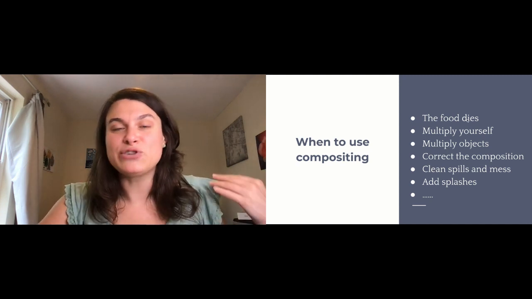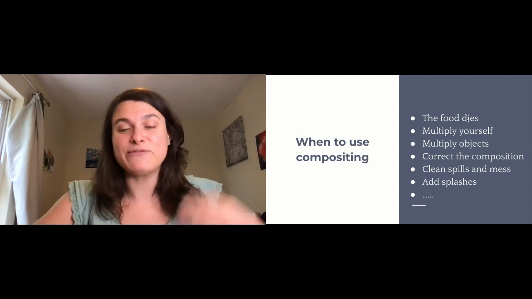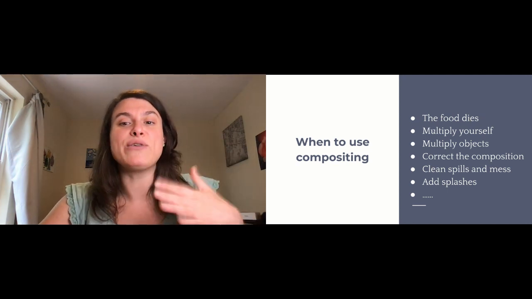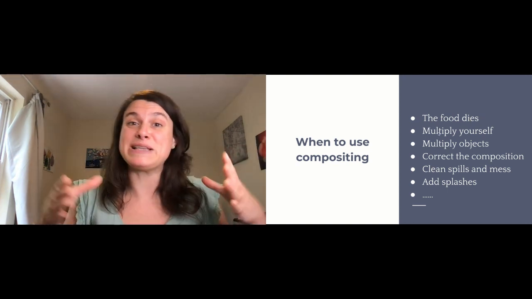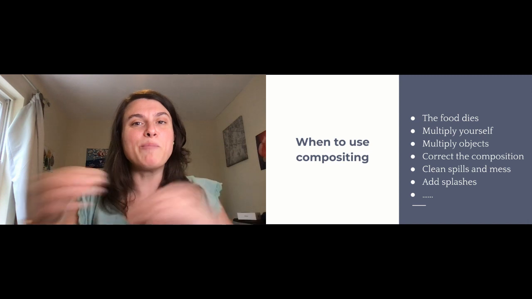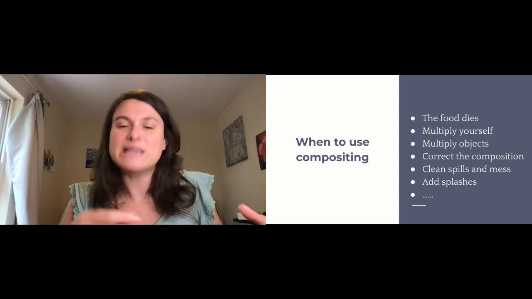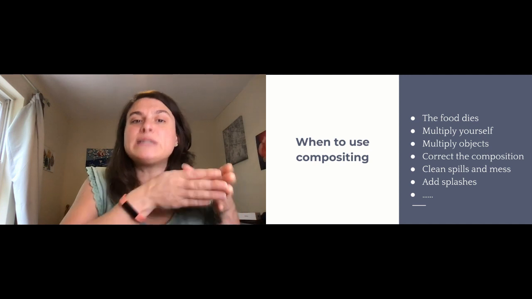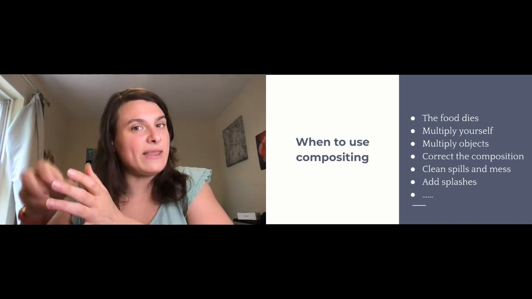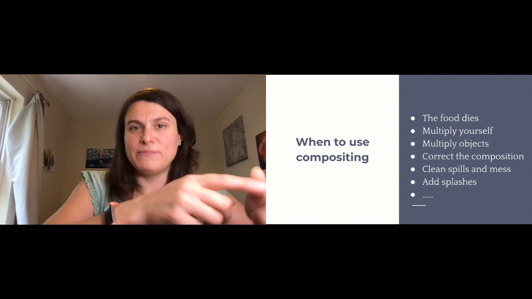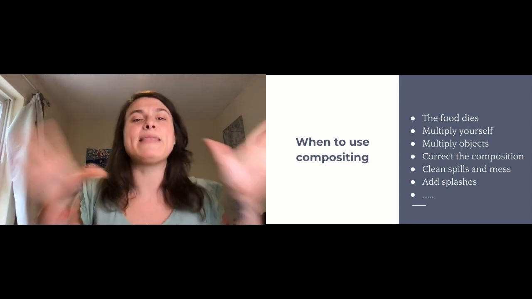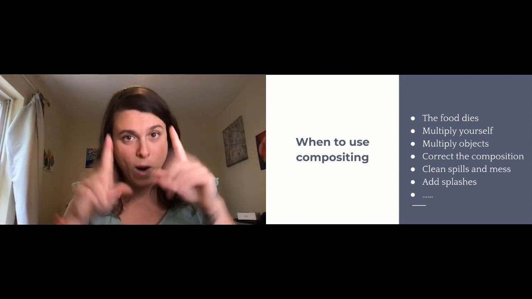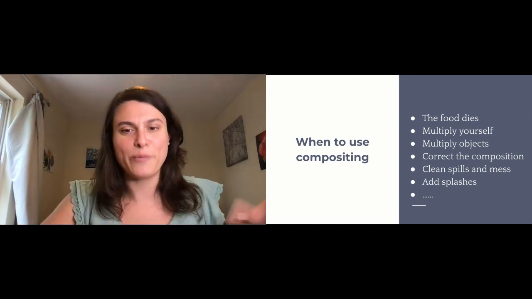You can use it to fix some mistakes, for example, when the food dies, or you can use it to multiply yourself. For example, if you have a big scene and you want multiple hands doing different things, but you're by yourself, then what you can do is do one action, take a shot, then move, do another action, take another shot, then do a third action, take another shot, and then compose all of these together in one image to make it look like there are more people.